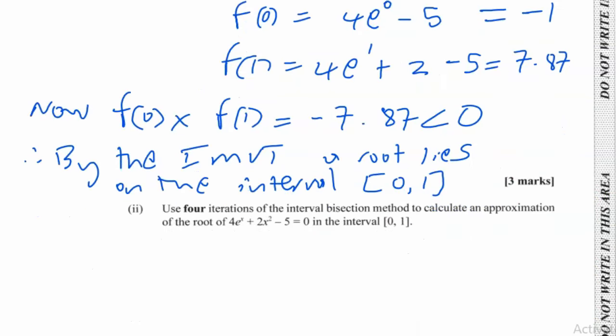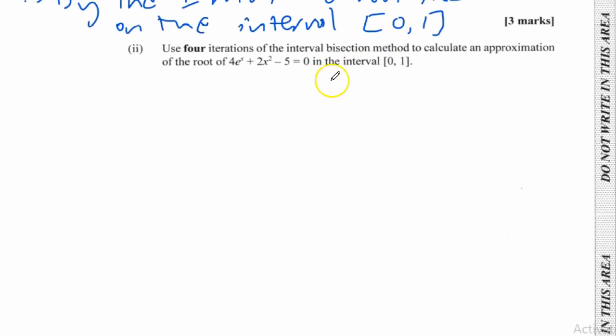Next, use 4 iterations of the interval bisection method to calculate an approximation to the root of 4e to the power x plus 2x squared minus 5 equals 0. So let the function be the same thing. We know the root lies between 0 and 1. So we're going to bisect the interval here. The first bisection is 0.5.